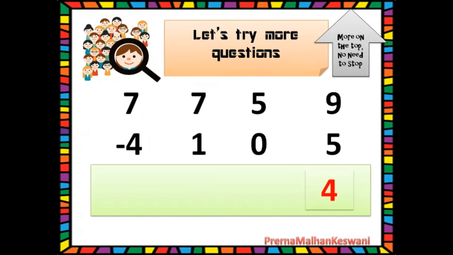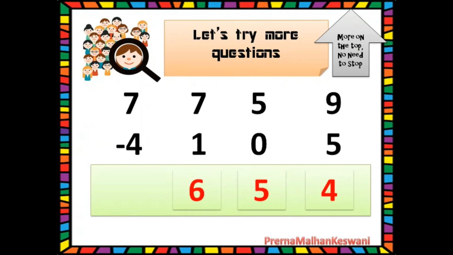Next is 5 minus 0. The 0 property, children: when you subtract 0 from any number, the answer remains the same. 7 minus 1. The predecessor property. When you subtract 1 from any number, you get the previous number, or the predecessor, of that number. So 7 minus 1 is 6.